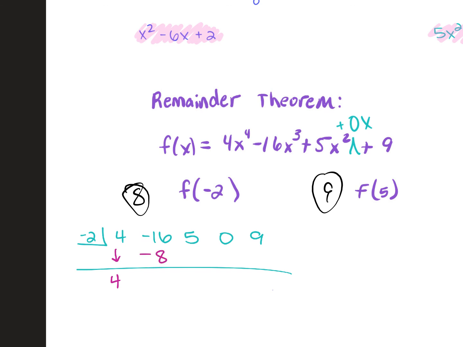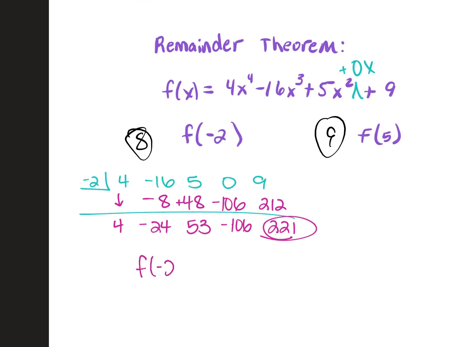From here, negative 16 minus 8 gives us negative 24. Multiply that with the negative 2, that is 48. Add that with the 5, we get 53. 53 times negative 2 is negative 106. Add that with the 0, that's negative 106. Multiply that with the negative 2, that gives us 212. Plus 9, 221. So that is your answer. So f of negative 2 is 221.